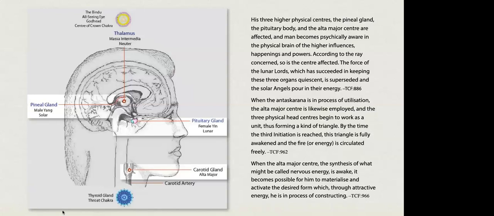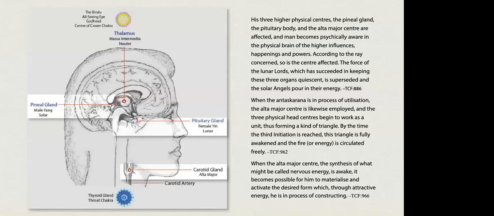Three higher physical centers, the pineal gland, the pituitary body, and the alta major center, are affected, and man becomes physically aware in the physical brain of the higher influences, happenings, and powers. According to the ray concerned, so is the center affected. The force of the lunar lord, which has succeeded in keeping these three organs quiescent, is superseded, and the solar angels pour in their energy.